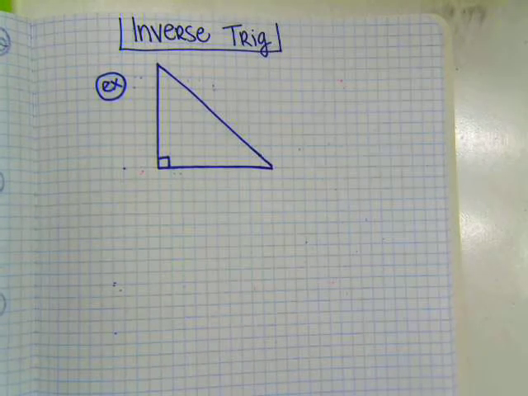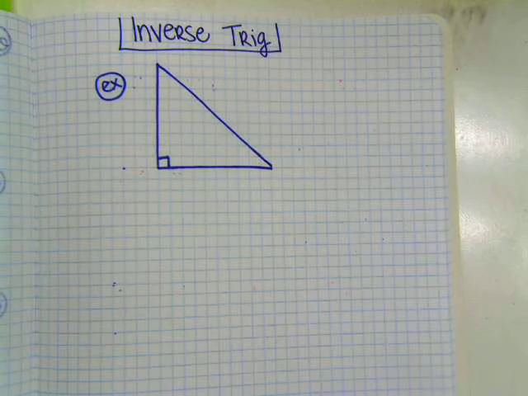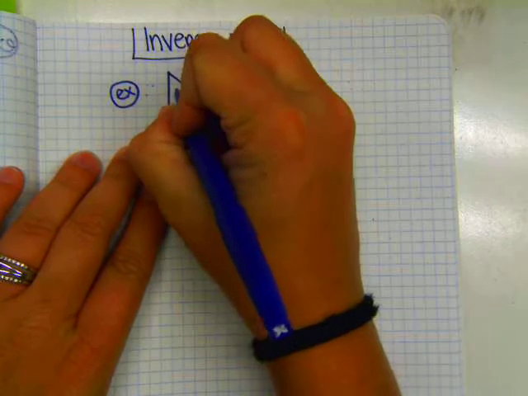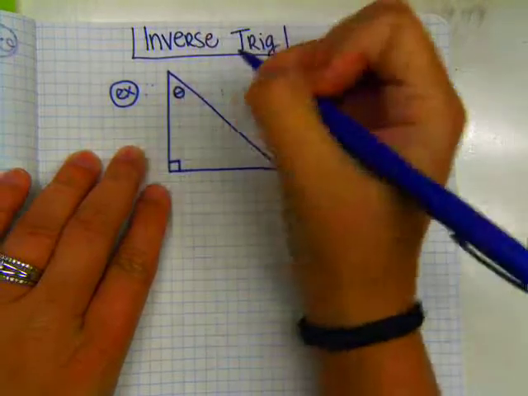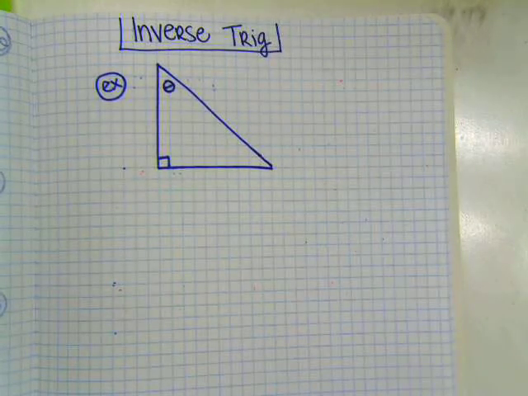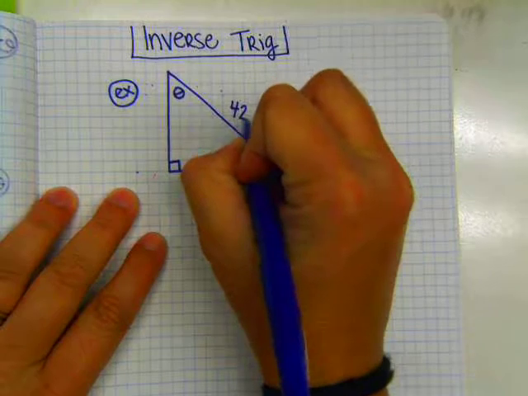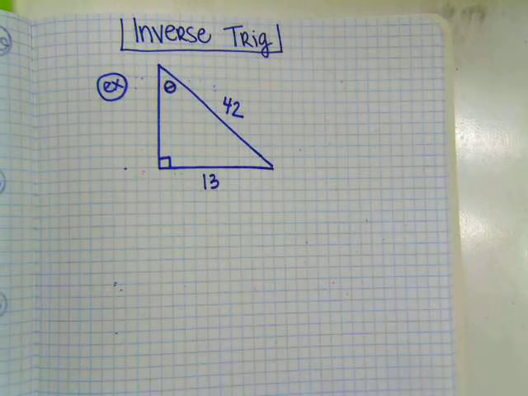And up until this point, we've always been solving for a side length. Well, now when it's the inverse trig, we'll be solving for an angle. And remember, that's called theta. And this is finding an angle. So I'm going to have theta, 13, 42. Okay, let's say that's our first example.